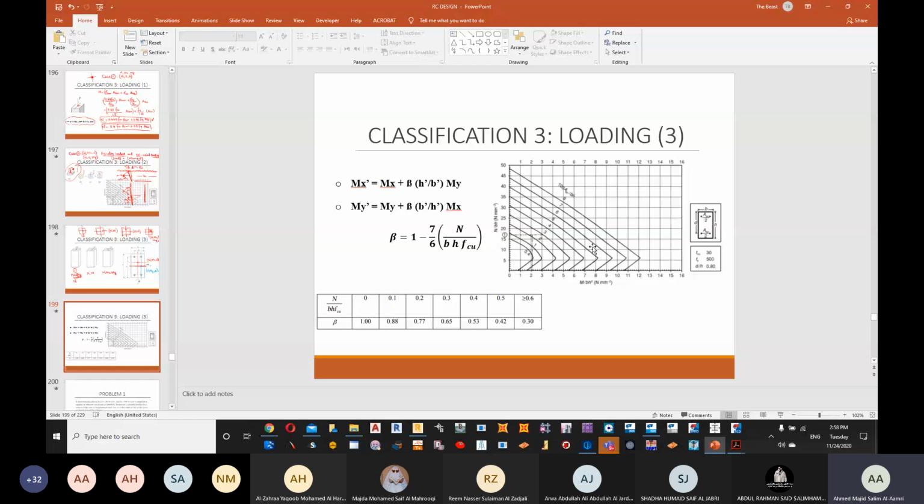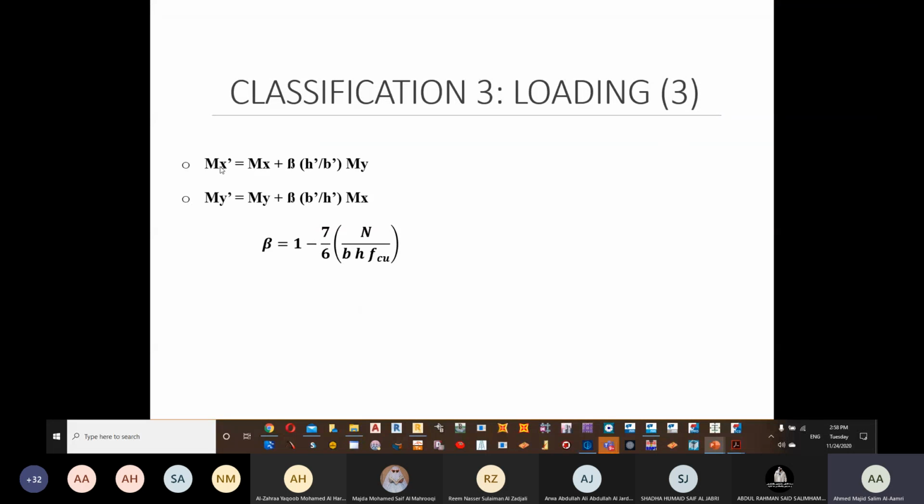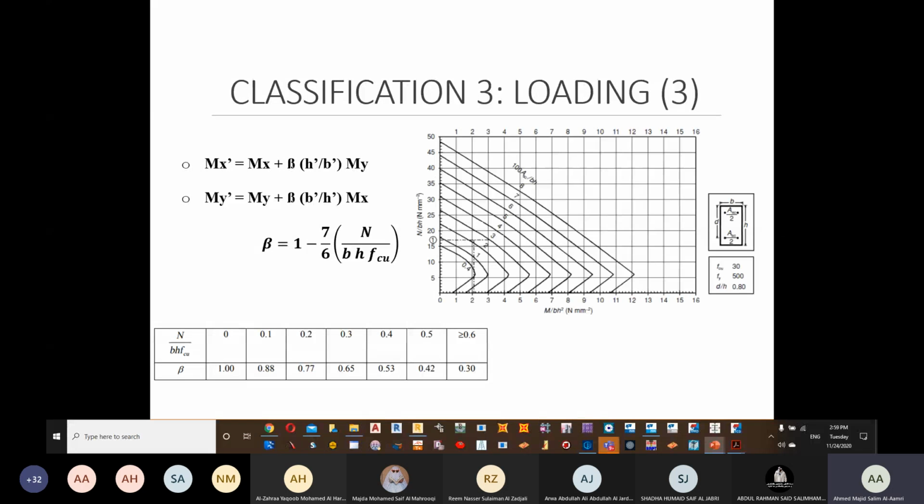Once again, in case of a uniaxial, you have only one moment, and you will directly use the chart. In case of a biaxial, you need to get either Mx' or My'. If I'm calculating Mx', it represents Mx plus a certain percentage of My. If it's My', it's My plus a certain percentage of Mx. So we are trying to combine these moments together into one moment. It's like getting the resultant of both moments. And we'll learn how to solve for biaxial bending.